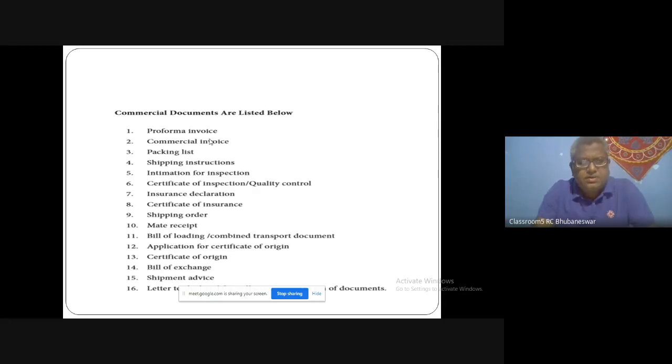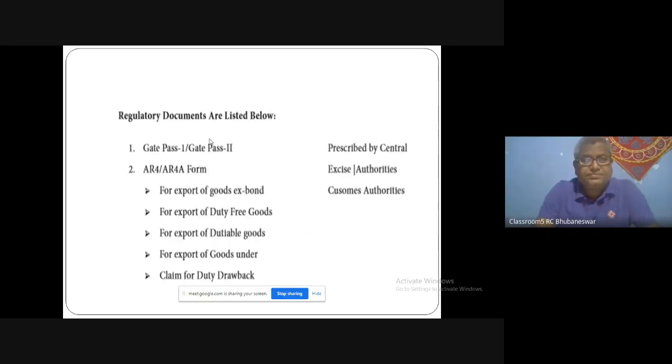What type of commercial documents? Pro forma invoice, commercial invoice, packing list, shipping instruction, intimation for inspection, certificate of inspection, quality certificate, certificate of insurance, shipping order, mate receipt. In the last class, I discussed mate receipt several times. Then bill of lading, application for certificate of origin, bills of exchange, and shipment advice. These are the essential documents, called commercial documents.